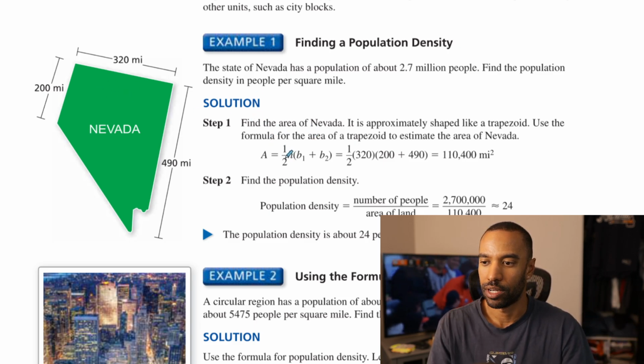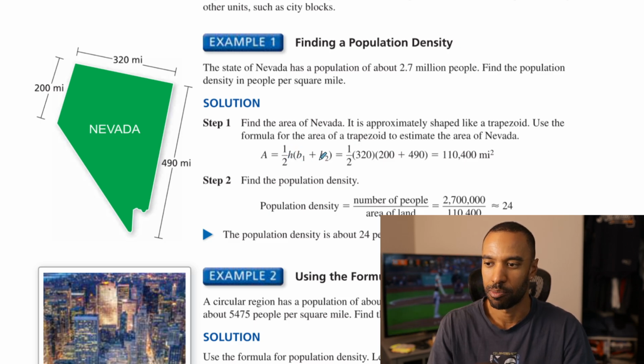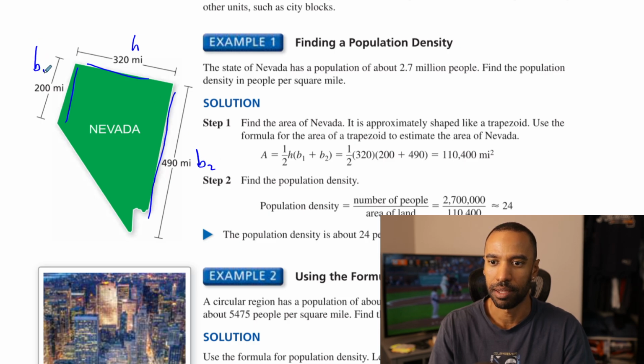Area of a trapezoid, you average your bases and multiply by height. That's the way I say it. They do 1/2 height times base 1 plus base 2. Your bases are these two guys right here that are parallel to each other. And this is your height here. So height and base 1, base 2, whatever, something like that, right?